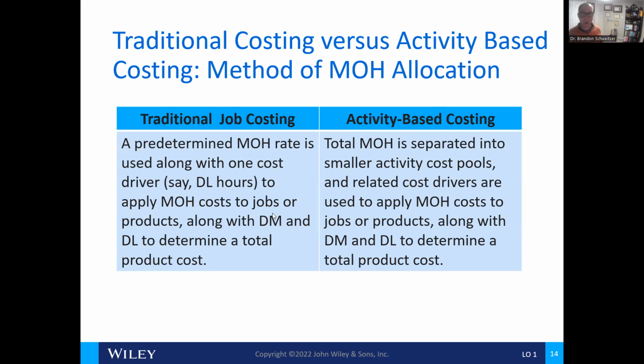In traditional job costing, the overhead rate's predetermined, used along with one cost driver, such as direct labor hours, and it's applied to all the different jobs. Whereas in activity-based costing, it's separated into smaller activity pools, and it's related to application. We take the manufacturing overhead costs and apply that to the jobs or the products based off of those usages of the cost driver.